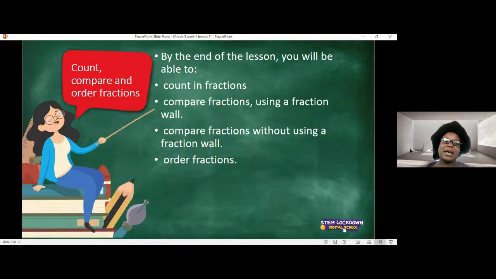So we are continuing with counting, comparing, and ordering fractions. If you still remember, we did equivalent fractions, and then the last lesson was speaking about how we find equivalent fractions. And then I showed you how to use the fraction wall, and there were kids that were also really interactive and able to answer. So today we moved on to Teams.